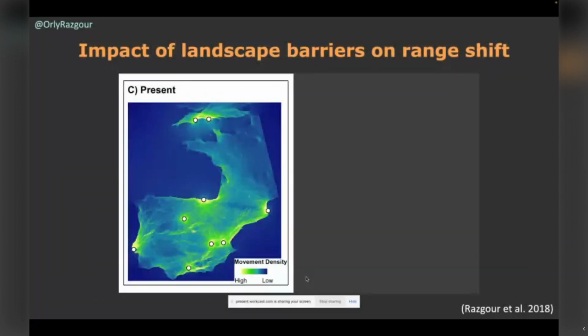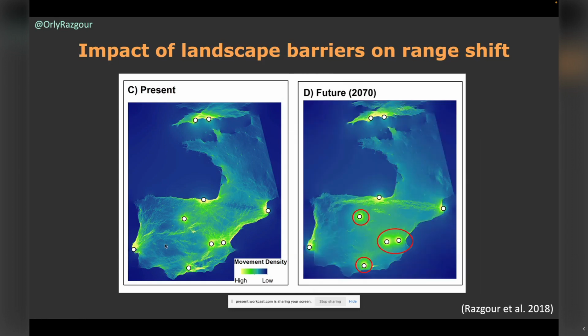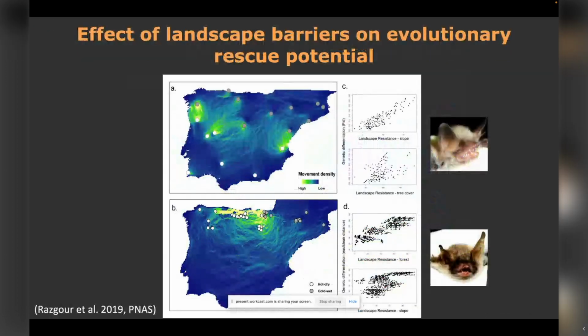Then we took this information to try and understand how it will affect future range shifts. Here we have maps of potential movement density based on the effect of the landscape barrier on genetic connectivity. We can see that under present conditions, all our colonies, in particular around the Iberian Peninsula, are nicely linked together. Yellow colors represent high movement density, blue represents low movement density. Then we projected to the future. We can see that under future conditions, several of the populations or colonies we sampled are likely to become isolated and unable to shift their range as a result of changes in landscape connectivity.